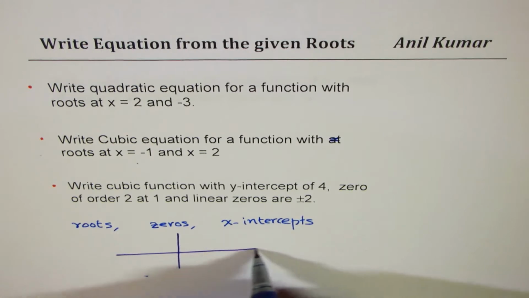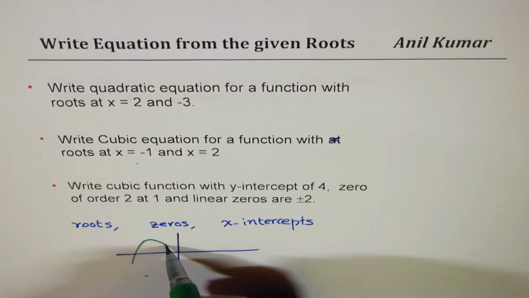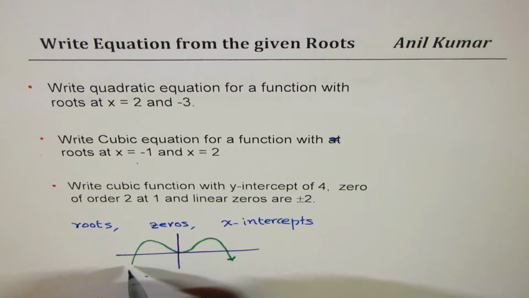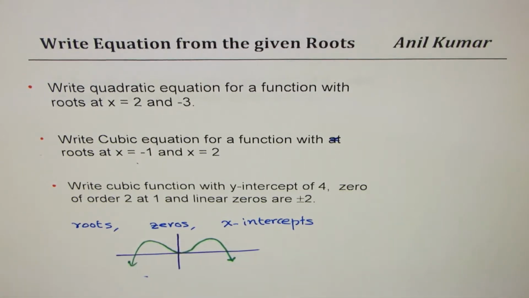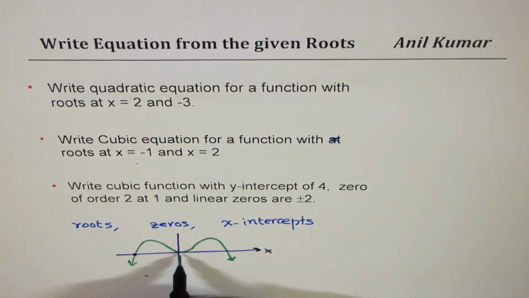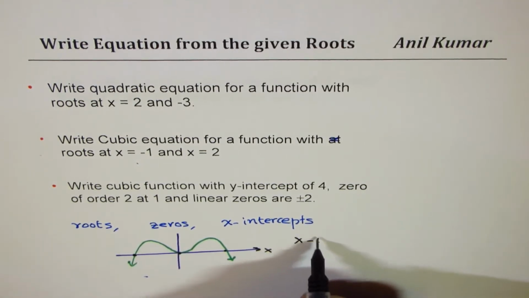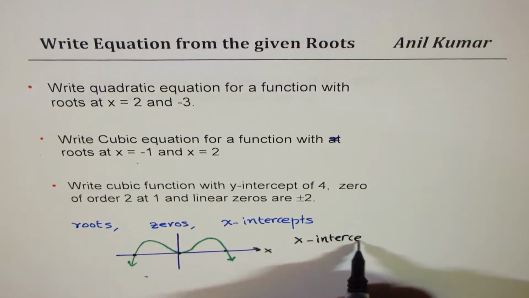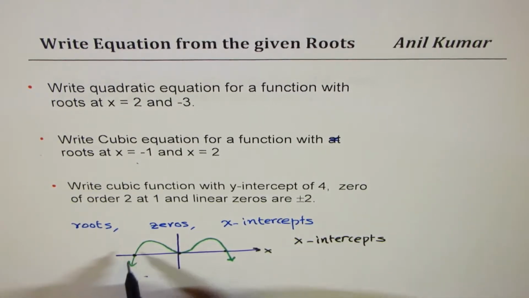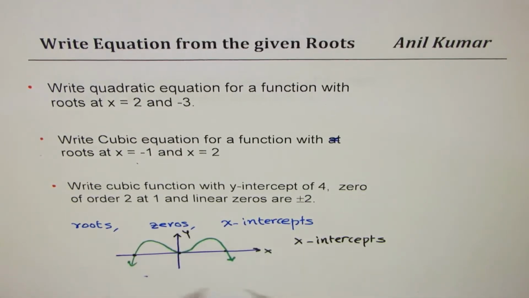Let's say this is our coordinate plane. Let me sketch a general function here. Let's say we sketch a function like this. The points where the graph of the function crosses the x-axis are called x-intercepts. So wherever the graph crosses the x-axis, those points are called x-intercepts.